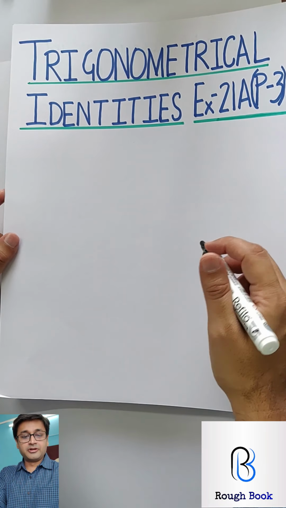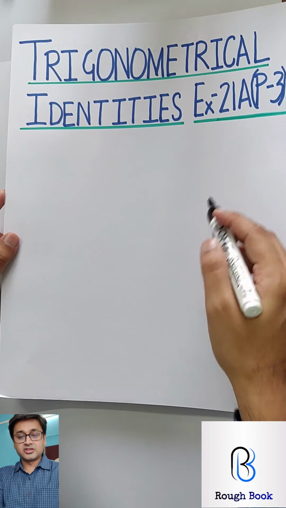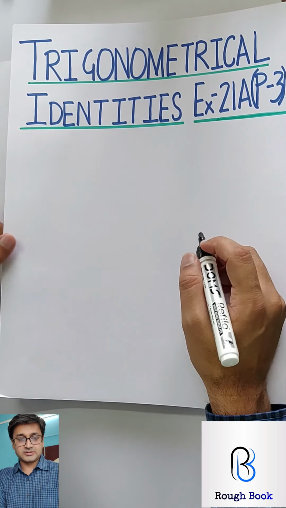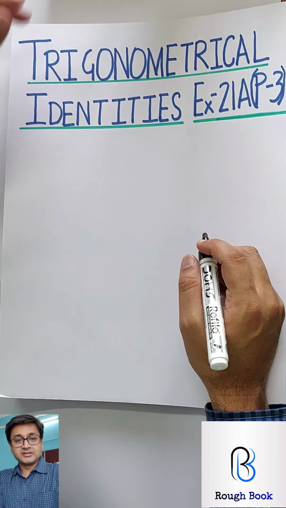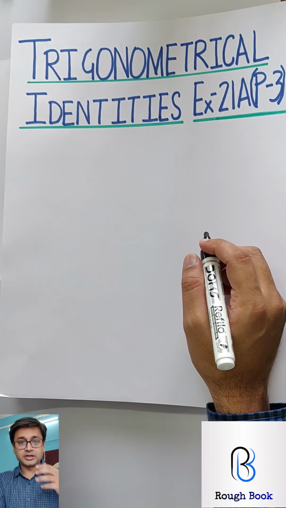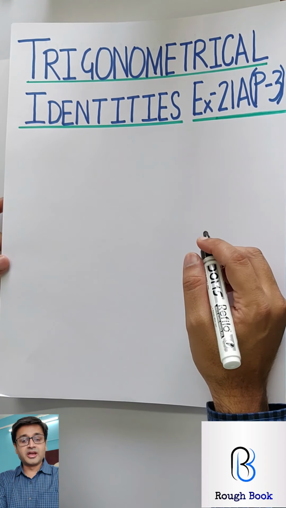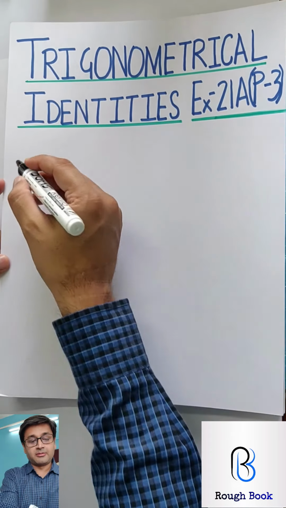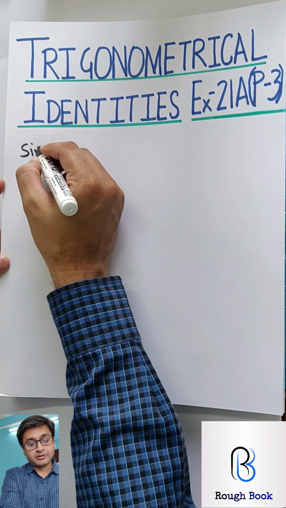Hi, we're beginning with trigonometrical identities exercise 21A, the third part and the last part. I broke this entire exercise into three parts because it is a very crucial and important exercise. Before we get into the exercise, a quick recap. Let's see how much you remember. Come on, everyone with me.